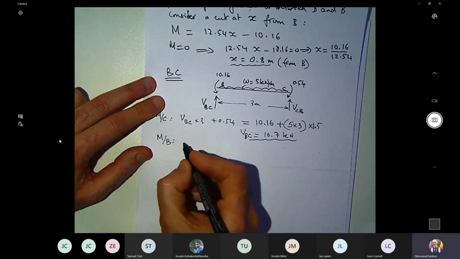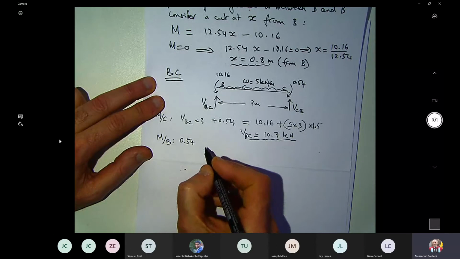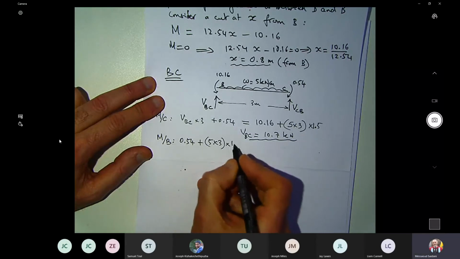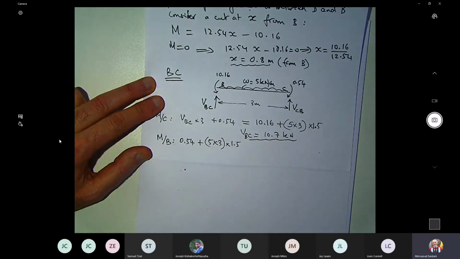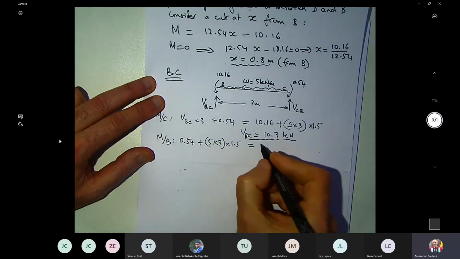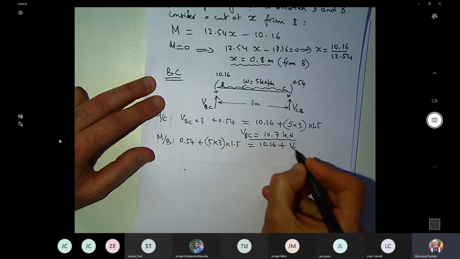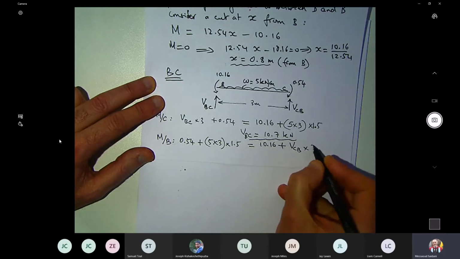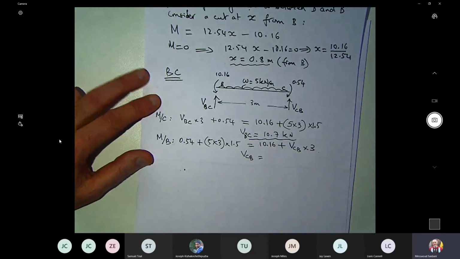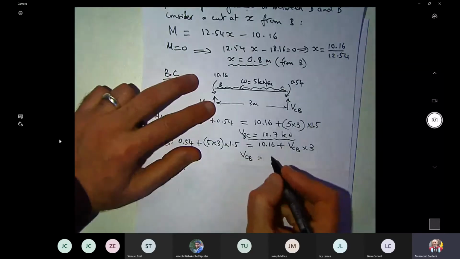Then we take moments about B. We have clockwise about B, we have 0.54. We have the UDL, which is 5 times 3 times 1.5. Anything else clockwise? No. And then we have anti-clockwise, we have 1016 plus VCB times 3. Okay? And again, please check VCB. I've got 4.3 kilonewtons.